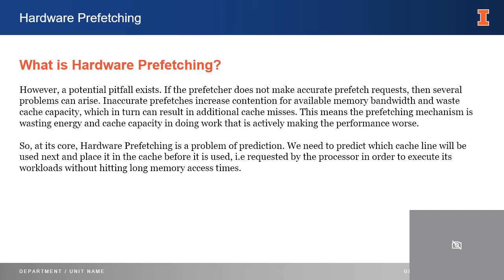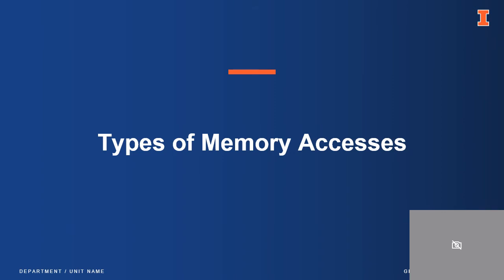So basically, at its core, hardware prefetching is a problem of prediction. We need to predict which cache lines will be used next and place them in the cache before they are requested by the processor, in order to execute its workloads without hitting long memory access times. So very briefly, we will go over the types of memory accesses next.